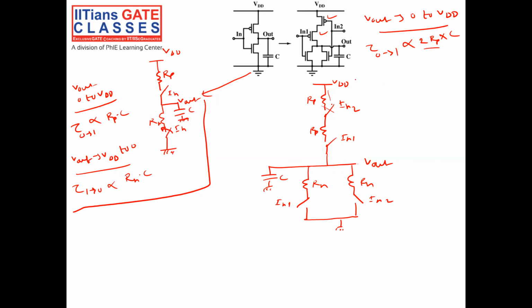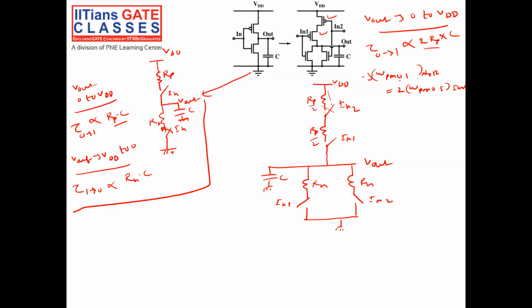So in case 1 the charging time is RP into C, in case 2 it is 2 RP into C. We have to make these PMOSes 2 times bigger. So the W of PMOS in NOR gate should be 2 times the W of PMOS in inverter. If I make it 2 times, the resistance offered by this will be half. So my tau, the charging time constant, will be 2 into RP by 2 into C. So this RP will be RP by 2, this also will be RP by 2.